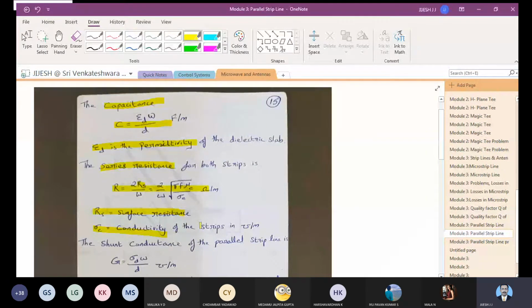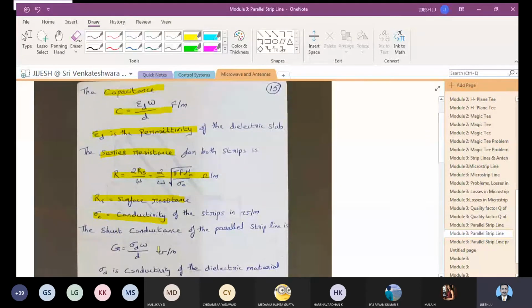Then one more equation is there, that is for the shunt conductance. We'll see that. So all the four equations you need to remember. Sometimes they ask to explain parallel strip lines and their relevant equations, or they give a problem and ask you to find out the capacitance, resistance, conductance, and inductance for this parallel strip line. So that's how the question comes for this topic.